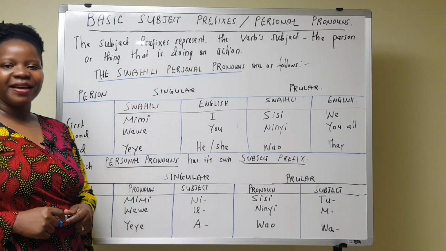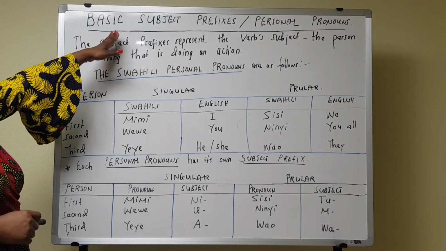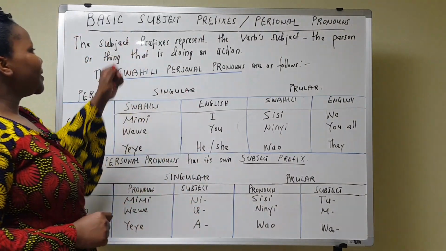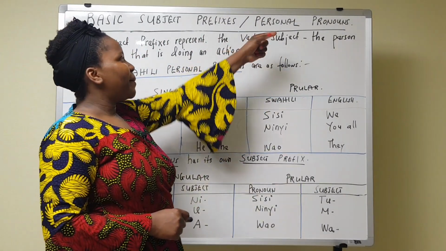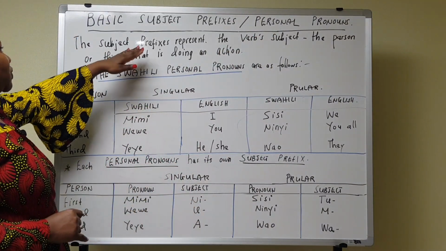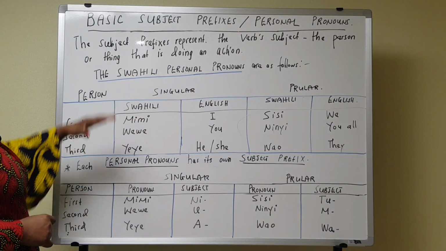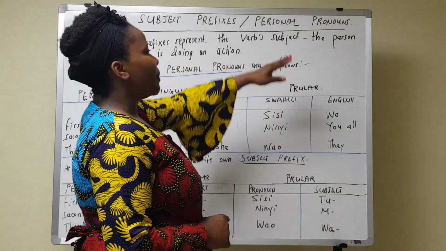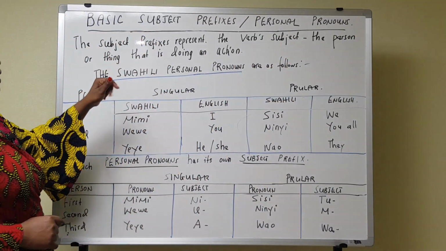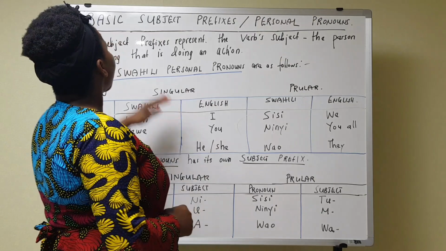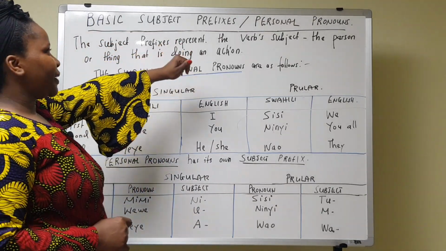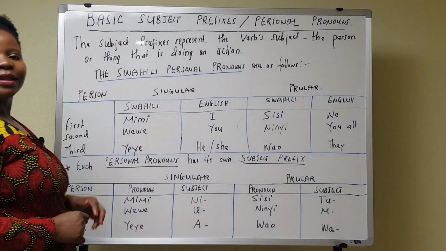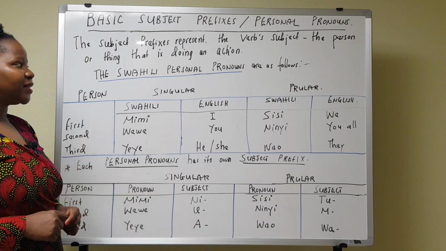Ninaitwa Mwalimu Patricia. So today we are going to learn about basic subject prefixes and personal pronouns. Let's start with basic subject prefixes. The subject prefixes represent the verb's subject, the person or thing that is doing an action.